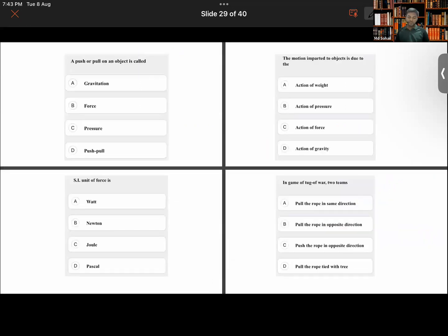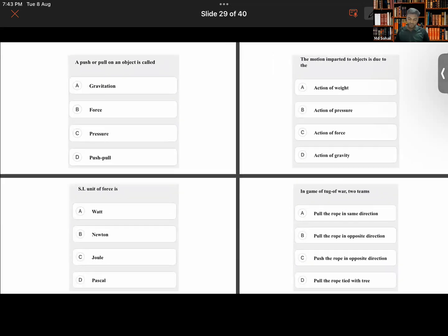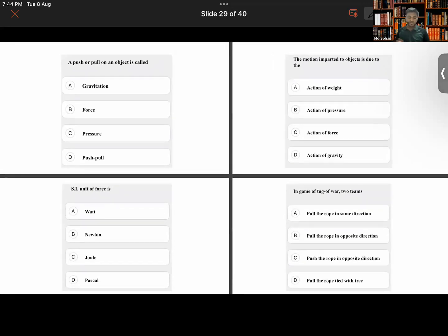See another question. These are objective questions, so I'm numbering the questions. You just have to give the option as the answer. Question number 1, 2, 3, 4.